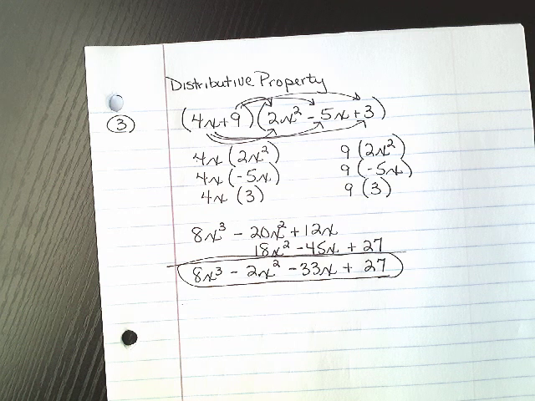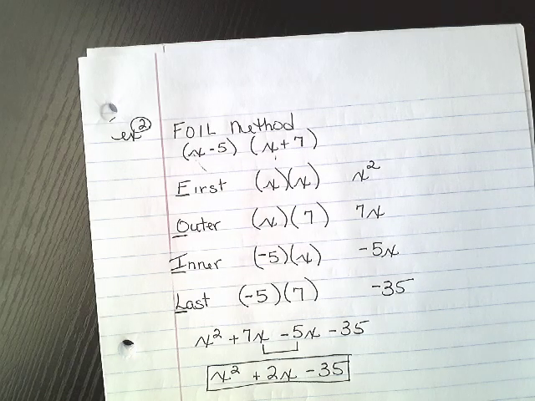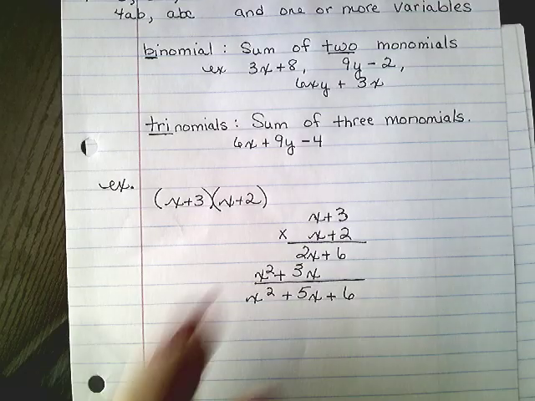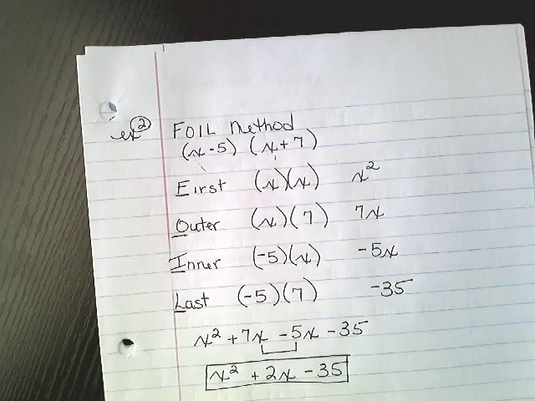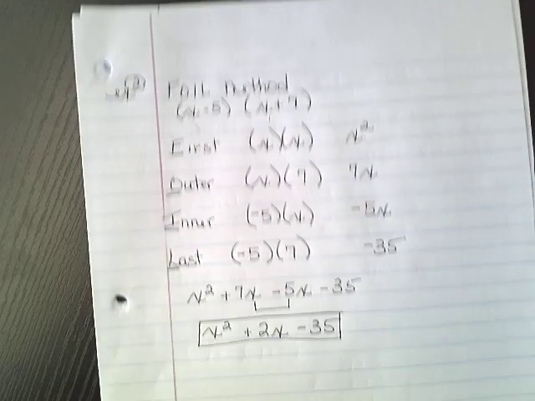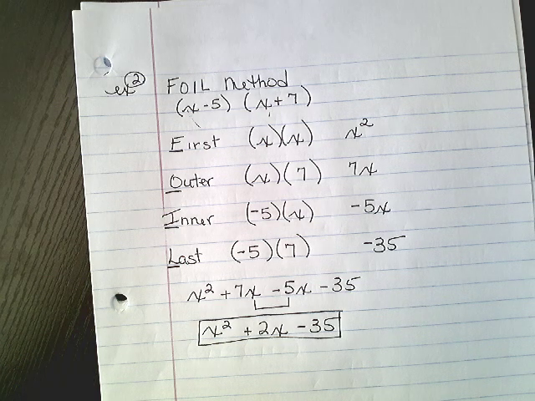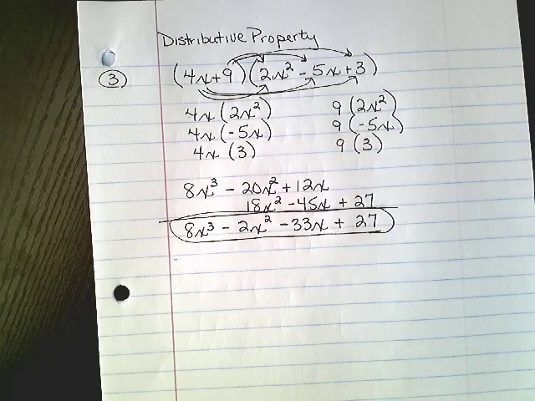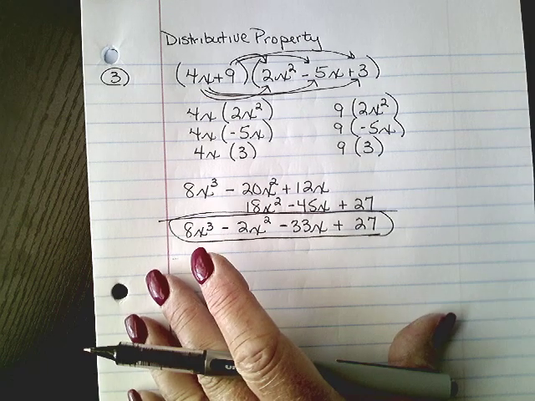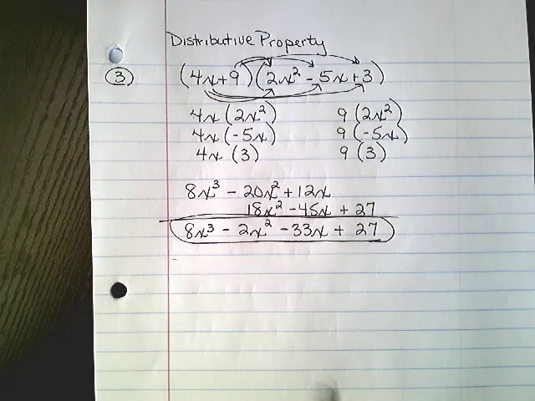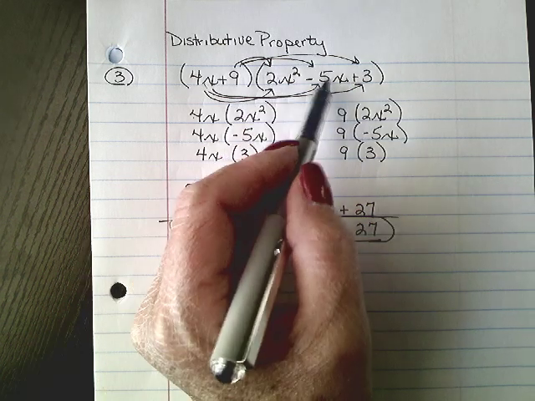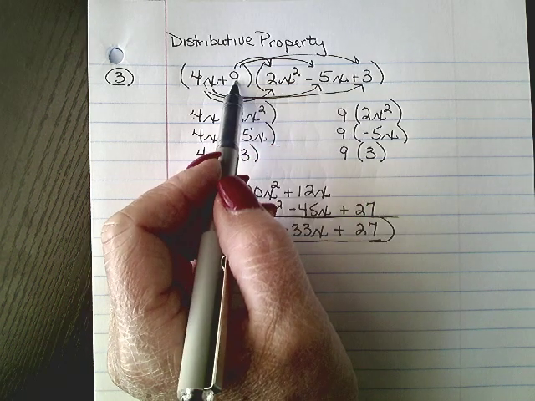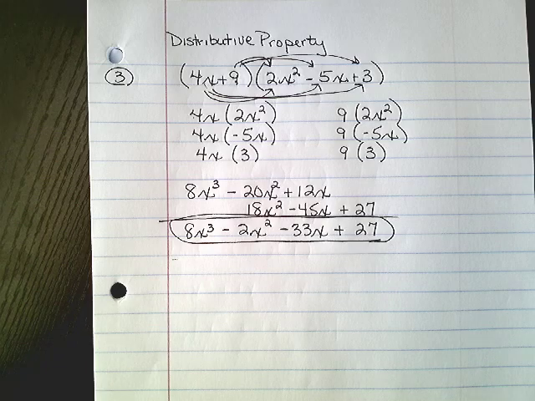So if you have two binomials, you can use either the vertical method to multiply it, or you can use the FOIL method to multiply. When you are multiplying a binomial by a trinomial, then you should use the distributive property. First term of the binomial gets multiplied by each, and the second term of the binomial gets multiplied by each.